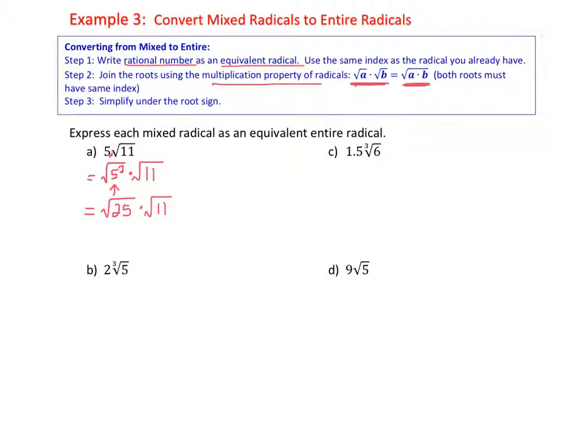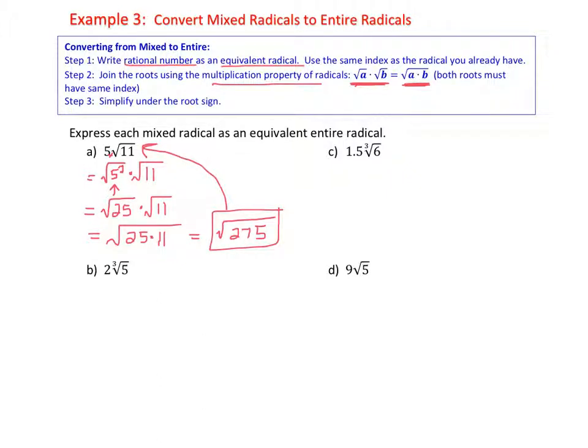The second step is to join the roots into the same root. So we have the square root of 25 times 11 in the radicand. The last step is to simplify the multiplication under the root sign. So our final answer is the square root of whatever 25 times 11 is, and that equals 275. That is an entire radical that is equivalent to the mixed radical that we started with, 5 square root 11.